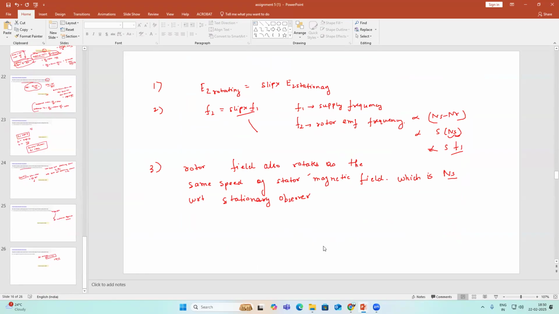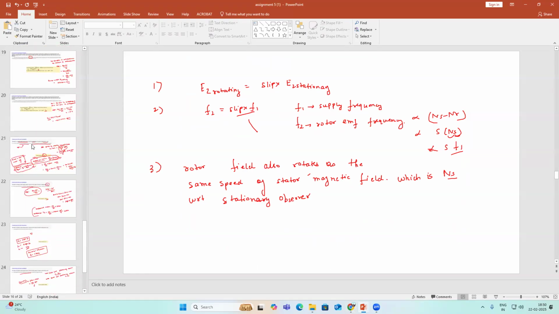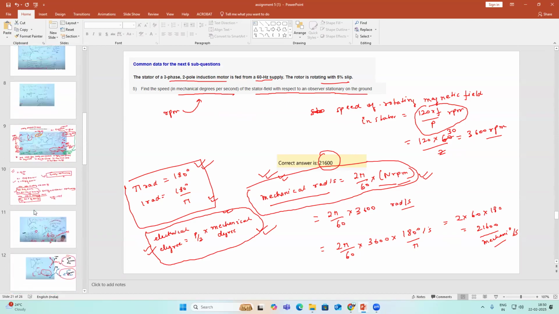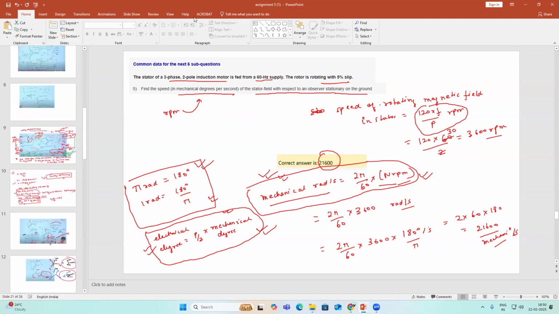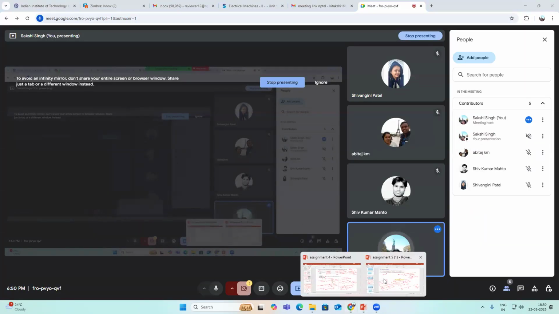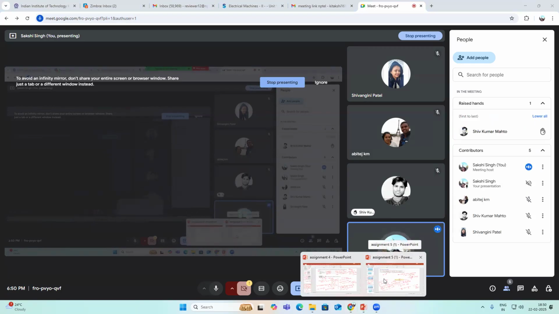You just have to remember these conversion formulas: the relation between mechanical radian per second and RPM, the relation between electrical degree and mechanical degree, and the relation between radian and degree. If you know these, then I think you can solve the questions for this kind of assignment, this assignment specifically. So I'm stopping the class here today, and we will discuss more things maybe on this.